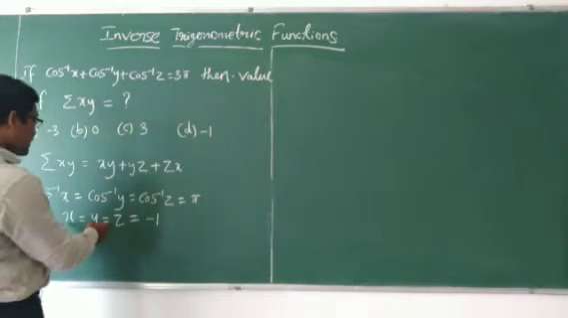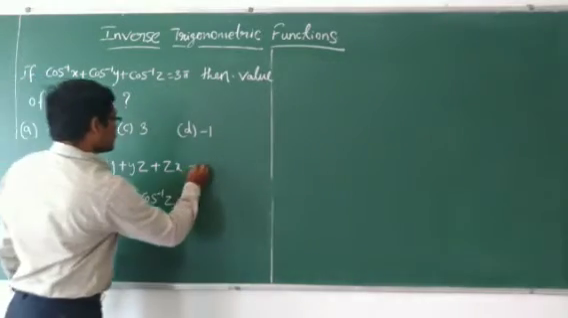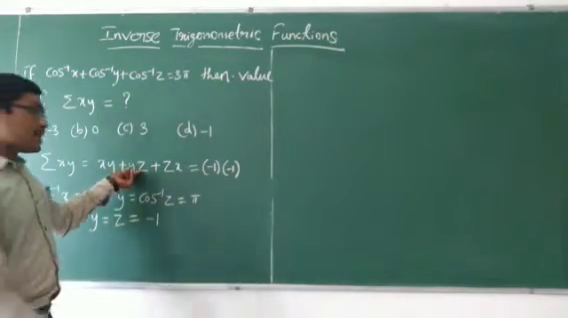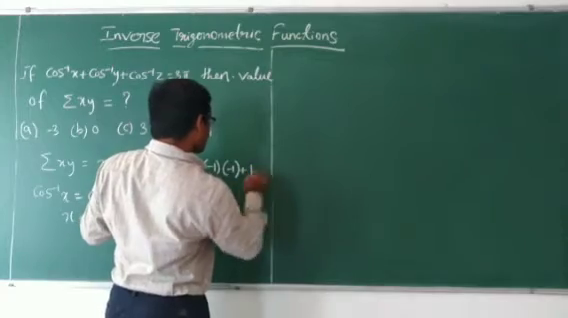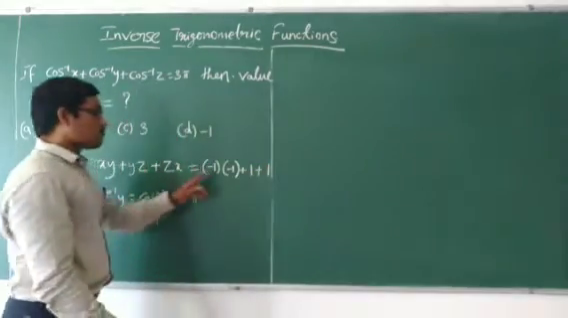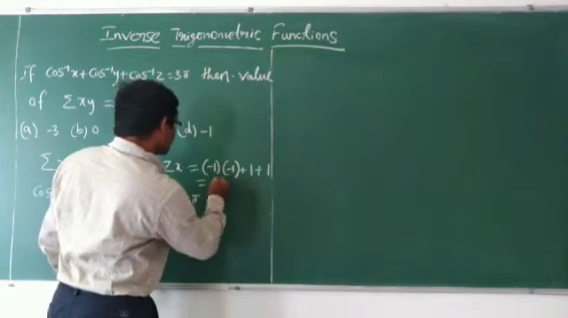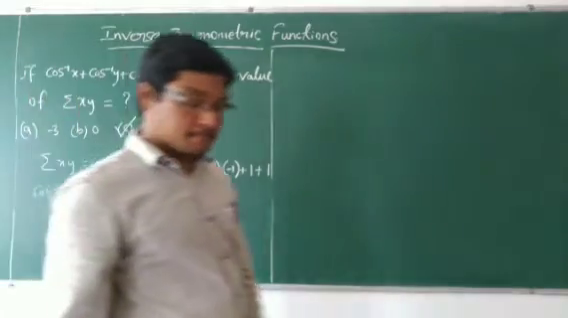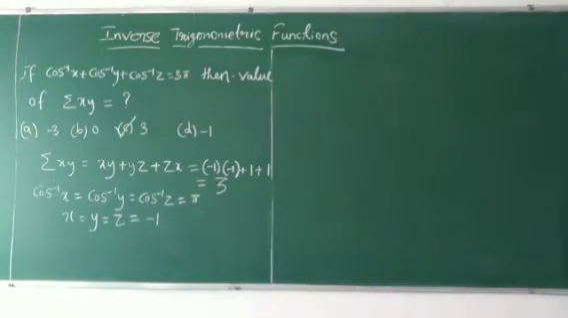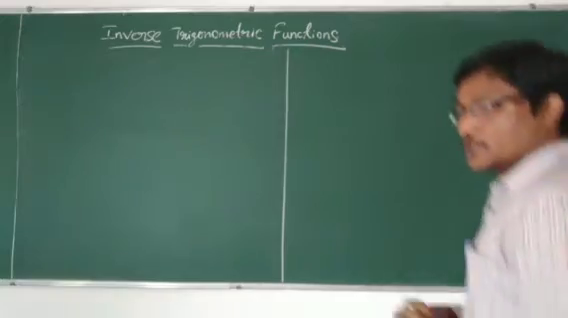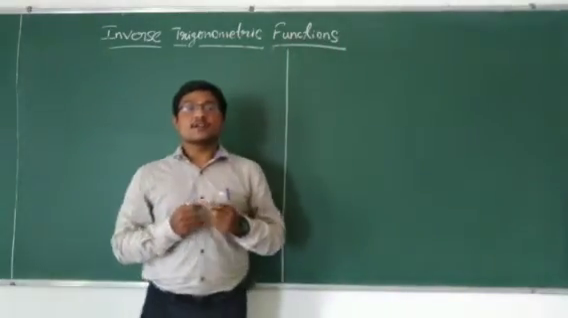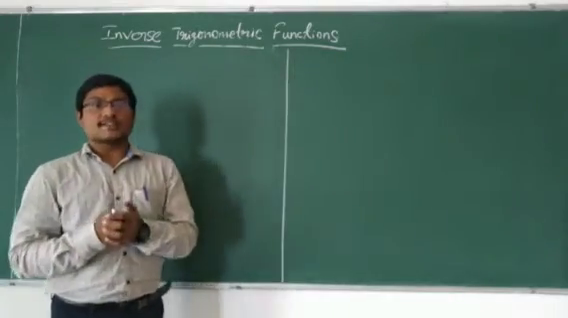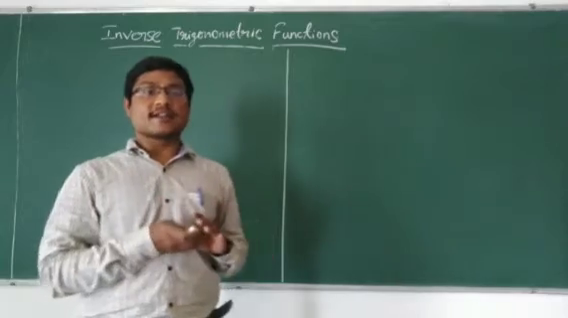Now substitute these values in the equation. This is equal to minus 1 into minus 1 plus minus 1 into minus 1, that is 1, plus minus 1 into minus 1. 1 plus 1 plus 1, which is equal to 3. So our correct option will be C. The two topics we have seen are very important for mains level, and sometimes those questions can also be asked even in the CET level.